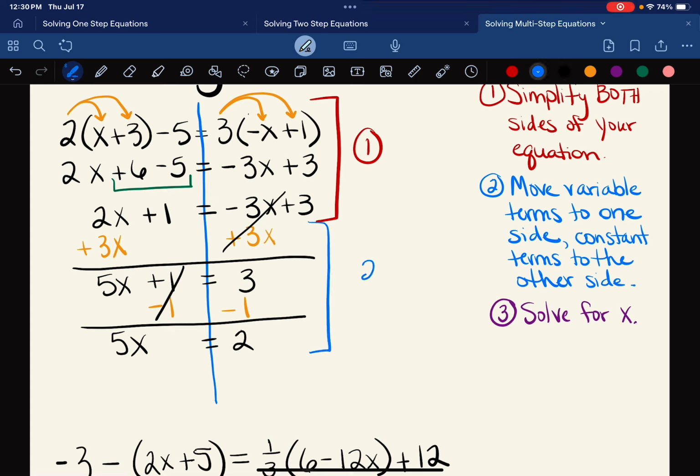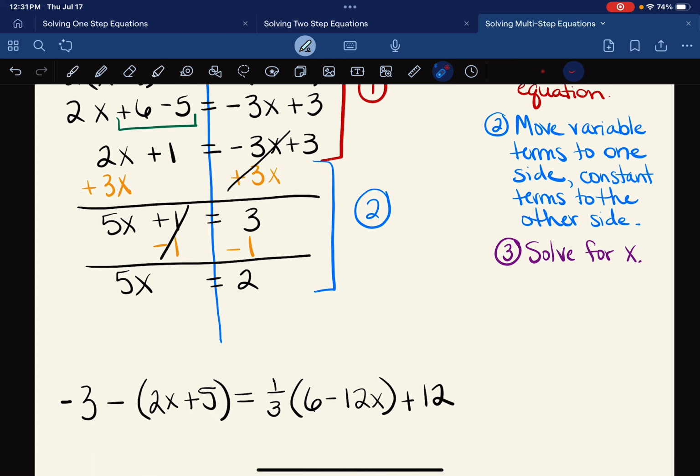So all that right there was step 2. We were just moving our variable terms to one side and our constant terms to the other side. And if you wanted to, you could go ahead and subtract 1 in the exact same step where we added 3x. But especially when we're starting out, a lot of people like to break that step up into 2 parts. So our last step is to solve for x.